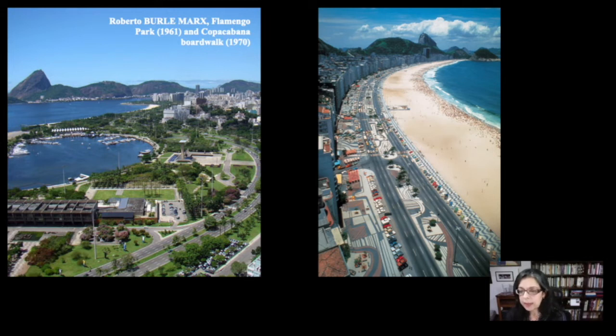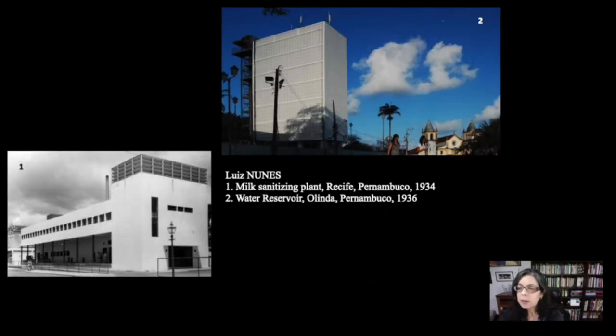What is certain is that Burle Marx could only create something like that because of his previous experience a few years earlier in planning public gardens in Recife, capital of Pernambuco, in the northeast of Brazil. In 1934, the governor of Pernambuco invited a group of modern architects and urbanists to modernize Recife. Luiz Nunes led this group. Then he was in charge of the Council of Architecture and Construction of Pernambuco, responsible for erecting public buildings, adapting rationalist principles to tropical conditions.